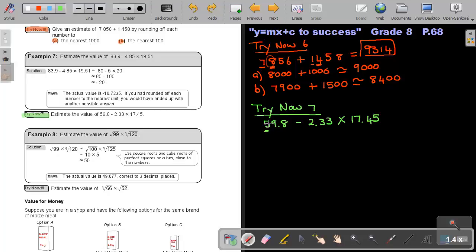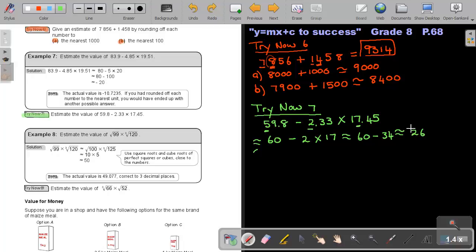So that 9 makes this one more. So it will be 60. This to the nearest unit, which will be 2. Nearest unit, which will just be 17. And then, let's just write it here, then this will be 60. Remember to first do the multiplication. And that will give me an answer of 26.